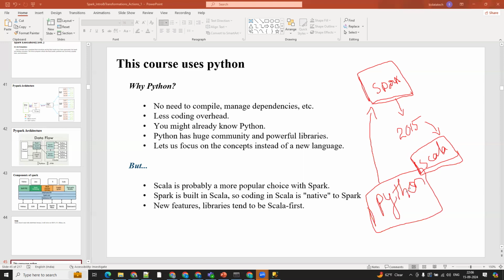After 2016 and 17, 80% of the companies used Scala as a programming language to process their data, and 20% started using Python as an interface language to talk to Spark. Now, after data science became very popular and people started using Python extensively, this ratio got reversed.